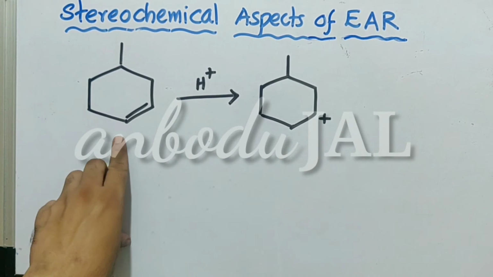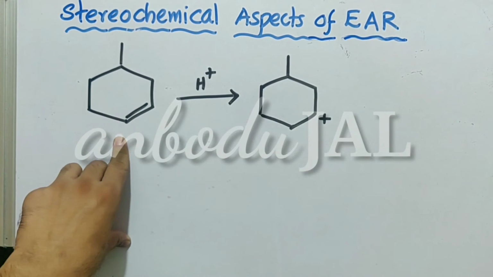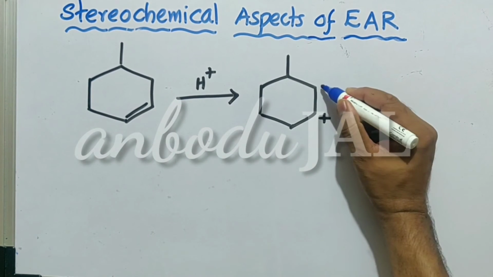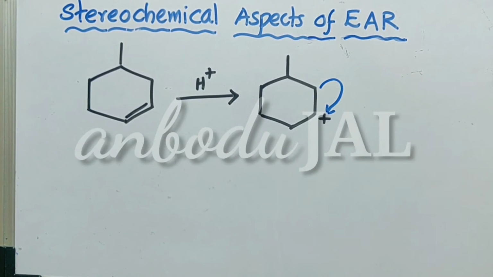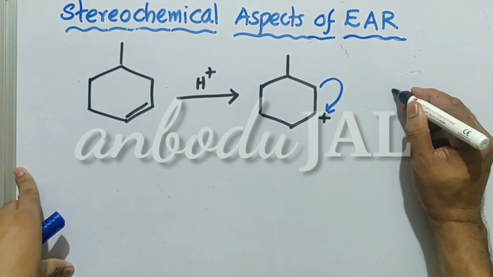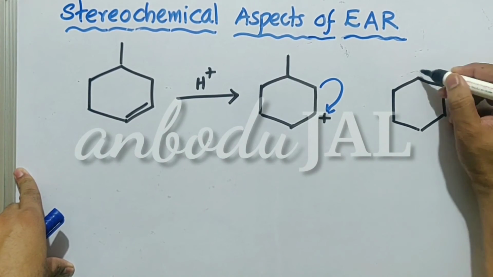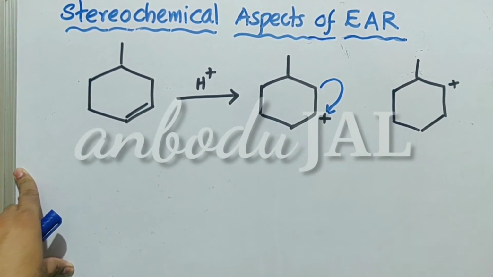Now you may have a doubt: if this carbocation is formed, then as a result of hydride shift from this carbon to this carbon, we will get a carbocation which is more stable than this one. We are expecting like that. Listen here. Now what happens?